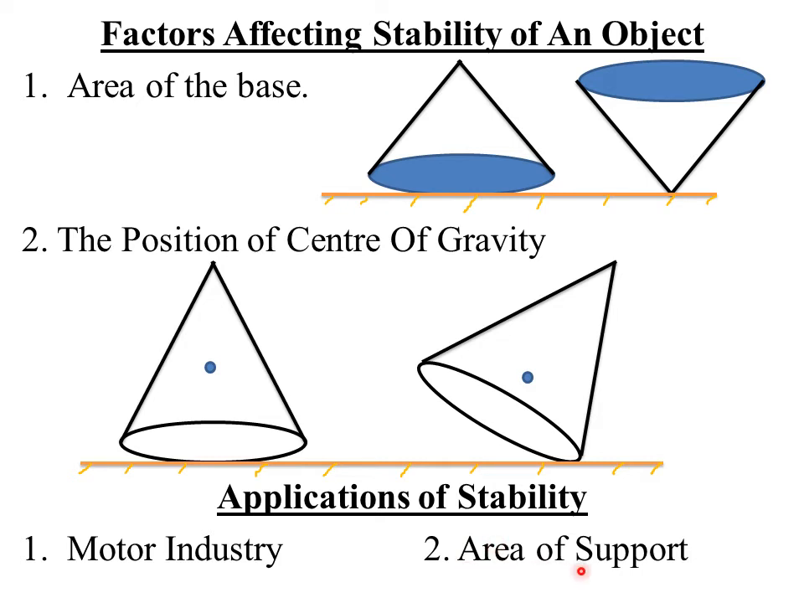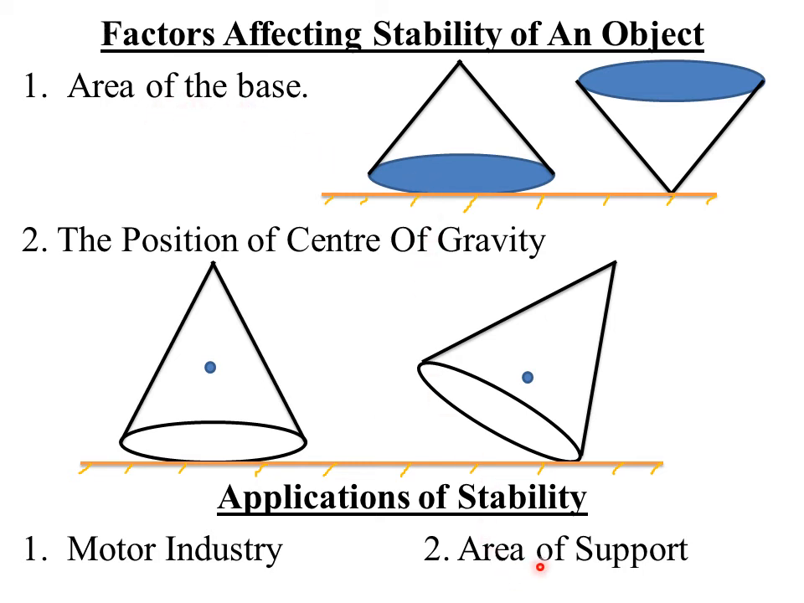The first application in areas of support is that to alight from a moving bus, that is to move out from a moving bus, a person has to spread out his legs. That is to increase the area of support. So when you spread your legs, it means you are broadening the area, thereby increasing your stability. Remember, the larger the base area, the more the stability, like in this case.